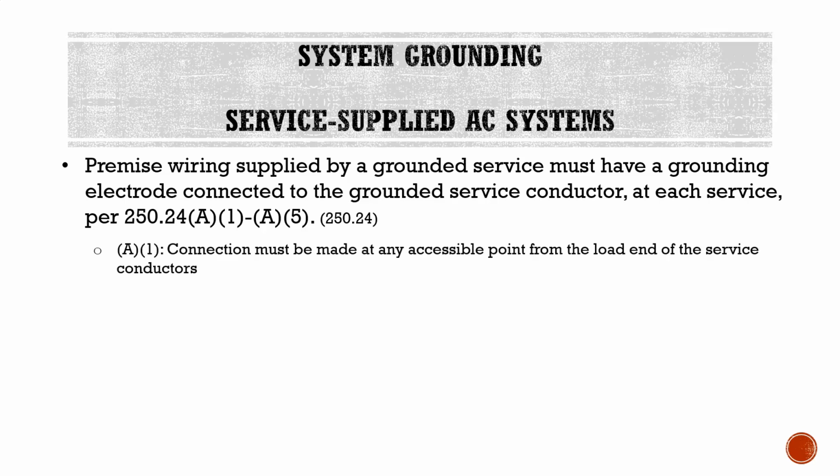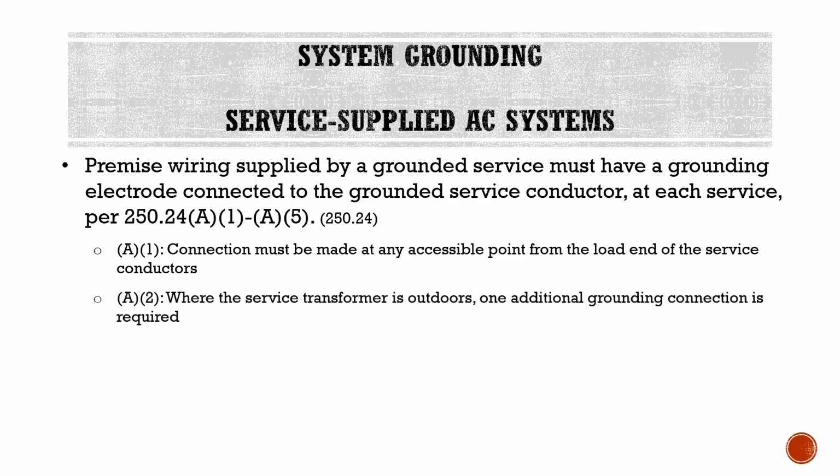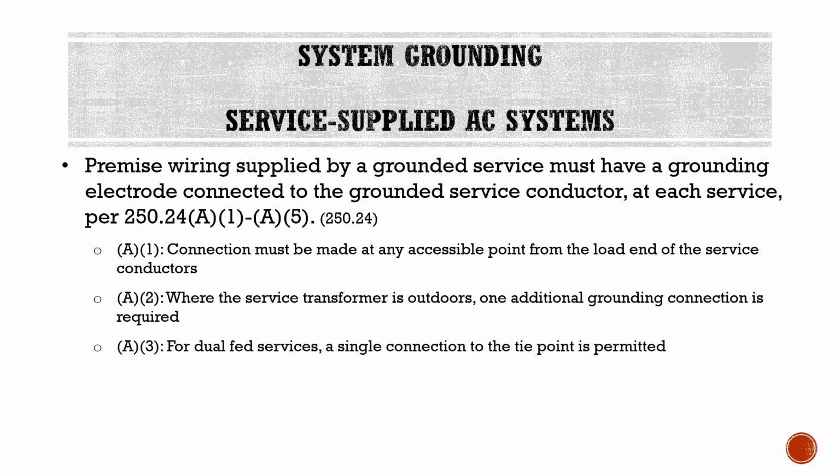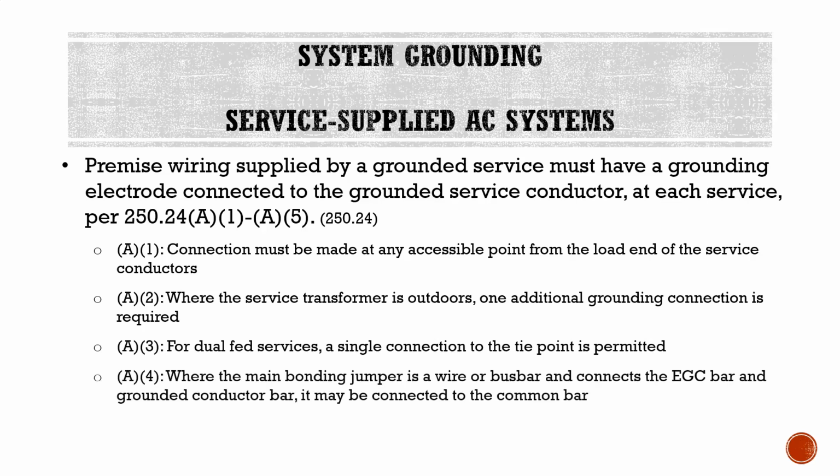So for those specific requirements of 250.24 A1 through A5, A1 tells us connection must be made at any accessible point from the load end of the service conductors. A2, where the service transformer is outdoors, one additional grounding connection is required. A3, for dual fed services, a single connection to the tie point is permitted.